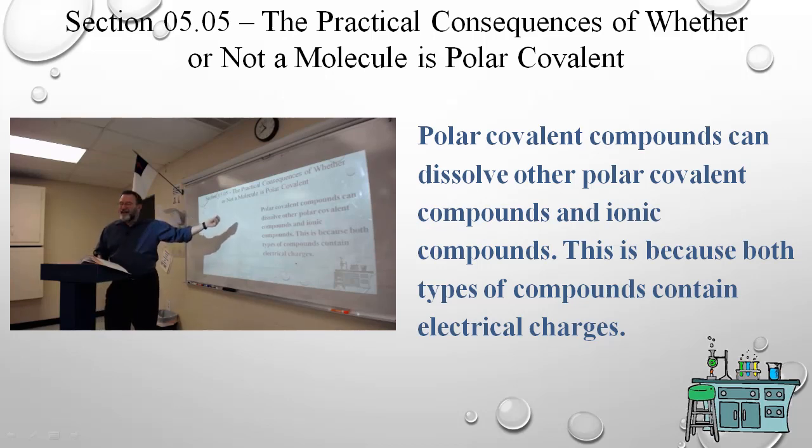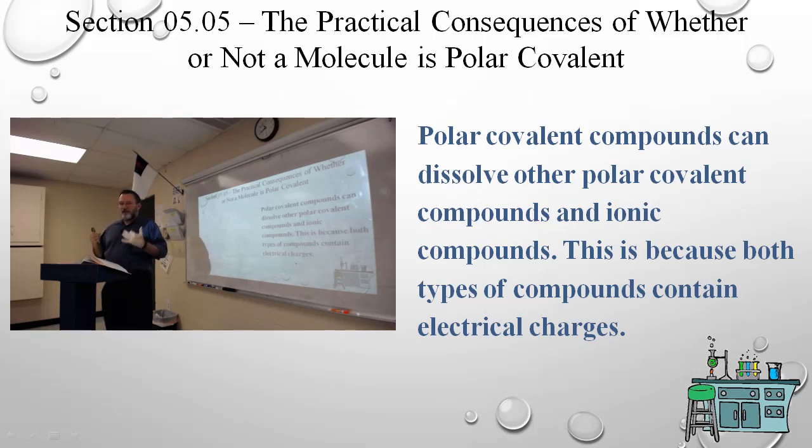So a polar covalent compound can dissolve polar covalent compounds and ionic compounds. Why? Well, the technical reasons why we won't get into, but just remember this: like dissolves like. That's the big point here for the last part of the module. Like dissolves like. Or solvents dissolve like solutes. That's a little bit later in our course. Right now, like dissolves like. It's redundant, but it works.